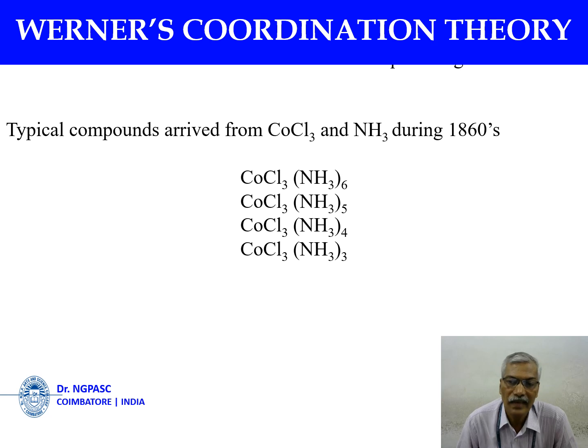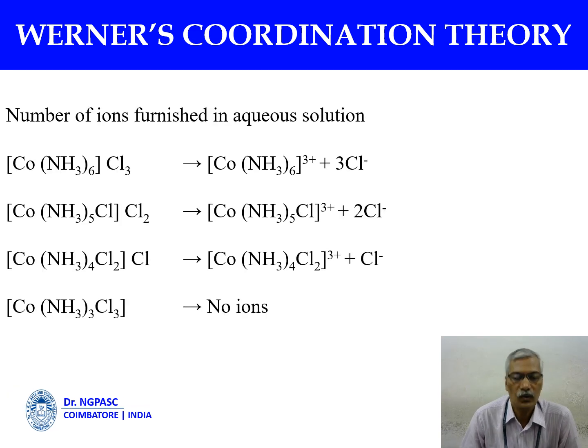But at that time we had only 2 theories to explain the nature of bonding present in a molecule. They are covalent bonding and ionic bonding, that we know. But these compounds could not be explained with the help of those 2 theories. So Werner tried to explain what would be the possible nature of bonding existing in those molecules. That is called Werner's coordination theory. And what is the method he adopted to put forward his theory? That is very, very important. He has given us the structure.